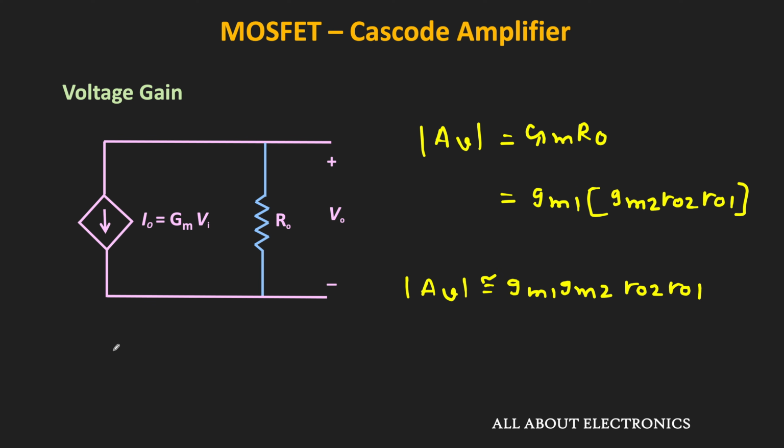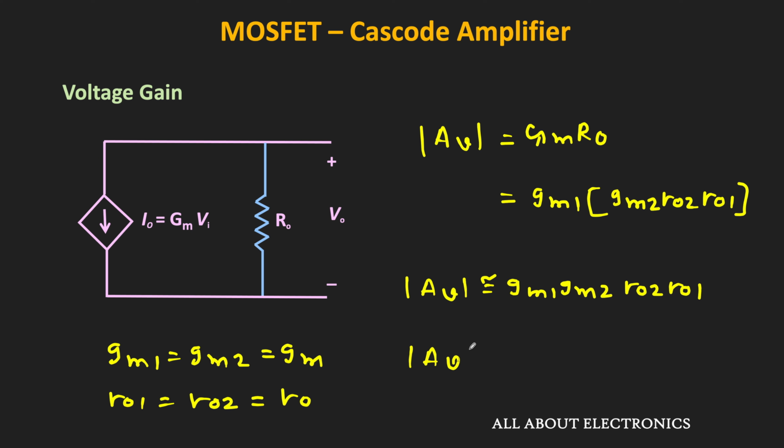Now here let's say this gm1 is equal to gm2, let's call it gm, and this ro1 is equal to ro2, let's call it ro. Then the overall voltage gain of this cascode amplifier will be approximately equal to (gm times ro) whole square. And this gain is much greater than the intrinsic gain of the common source amplifier. So as you can see, there is a significant improvement in the intrinsic gain. Now let's see how this voltage gain will get affected with the load.